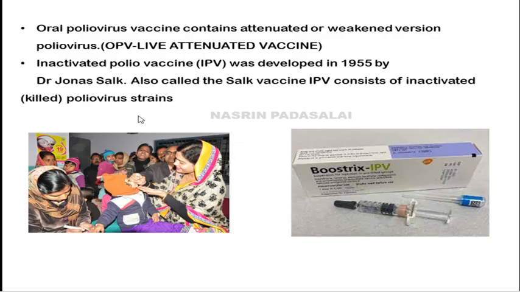Next is inactivated polio vaccine, which was developed in the year 1955 by John Salk. So it is also called the Salk vaccine. It consists of inactivated or killed virus.